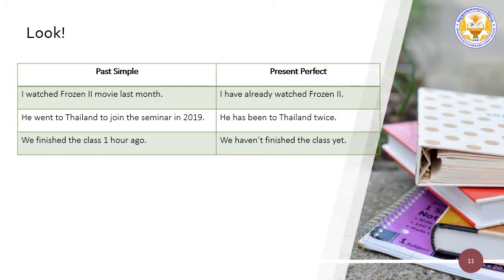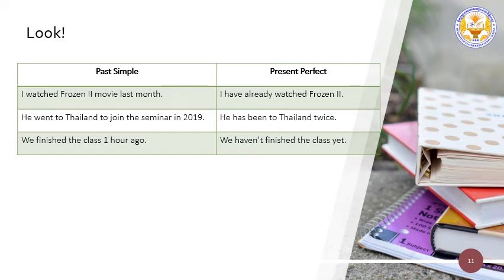Look at the second example. He went to Thailand to join the seminar in 2019. So now it's 2020 already. It means that he went to Thailand in the past, last year already. So when I mention the time, I must use past simple tense. He went. But if I just want to mention his experience, that he has been to Thailand twice, I just use present perfect tense.